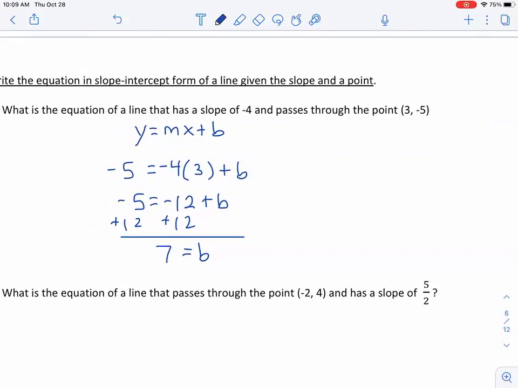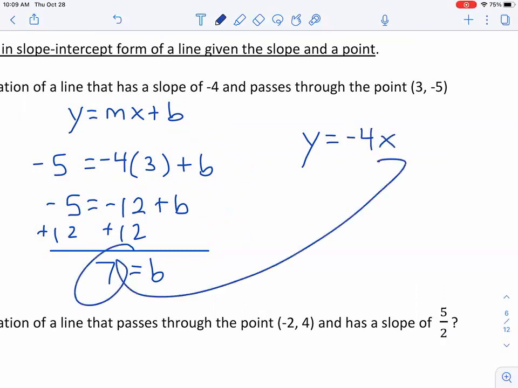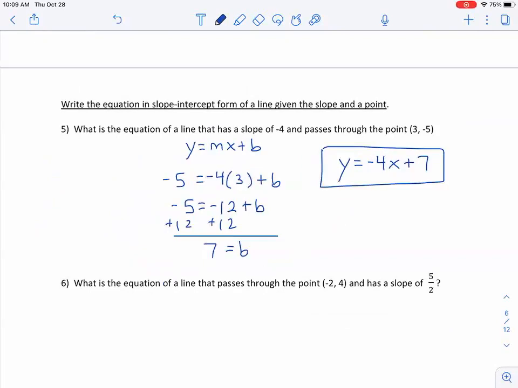So our equation then is y equals our slope, which is -4x, and our b value, which is +7. Okay, so your final answer should be y equals mx plus b. It should be in that form. But the m, the -4, was given right away, right? So that was kind of the easy part. But the hard part was finding this 7. We had to do all of this algebra to find the 7.